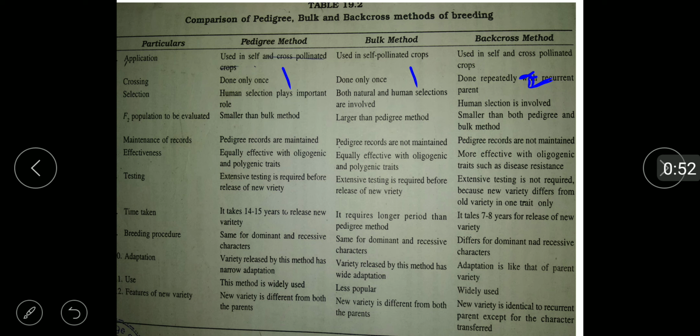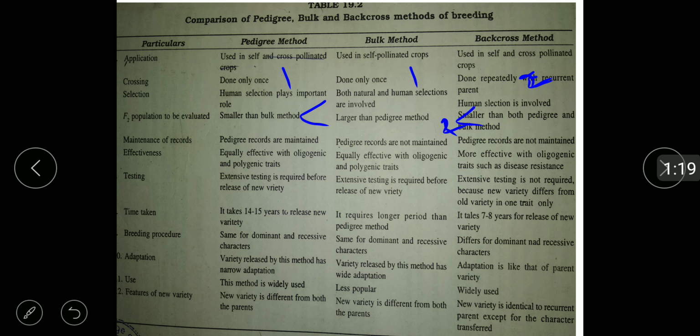The F2 population in the pedigree method is smaller than in the bulk method, and in the backcross method it is smaller than both the bulk and pedigree methods.